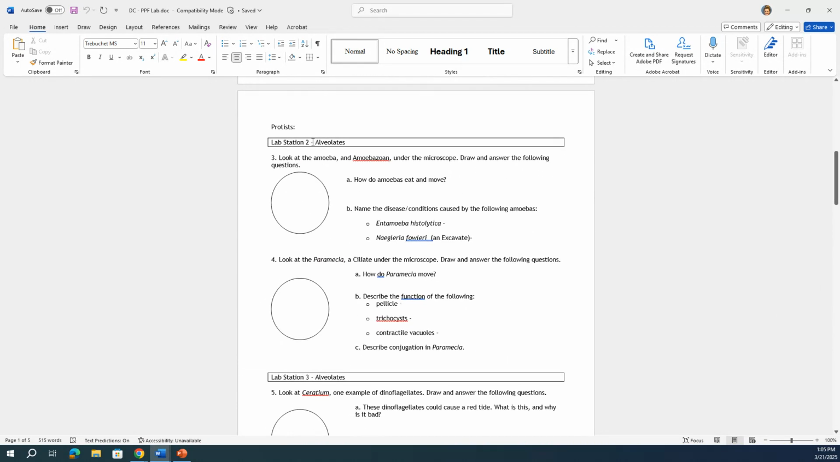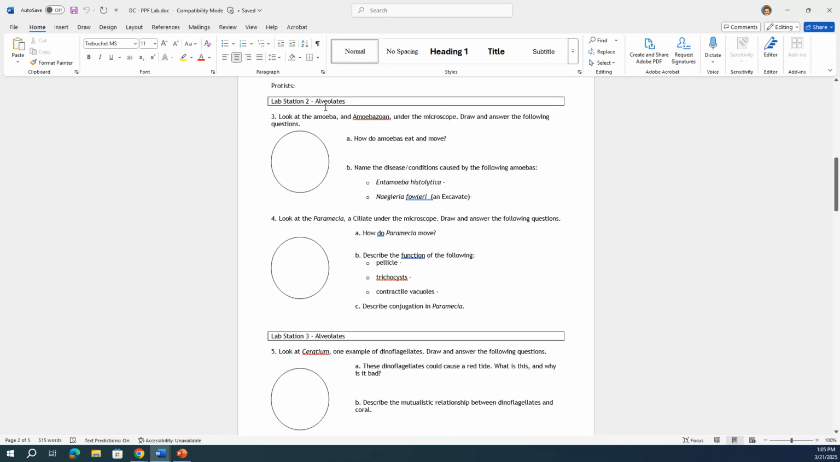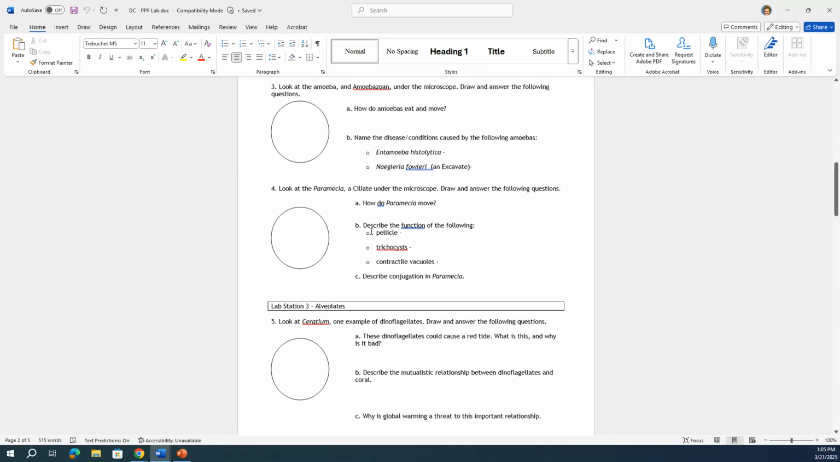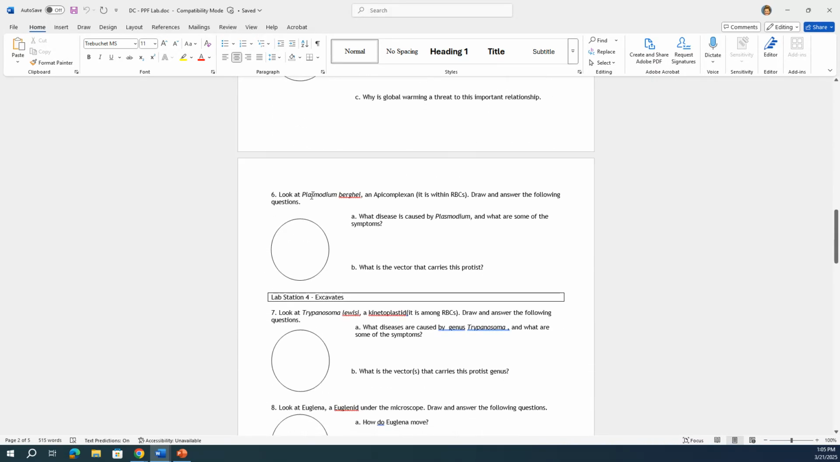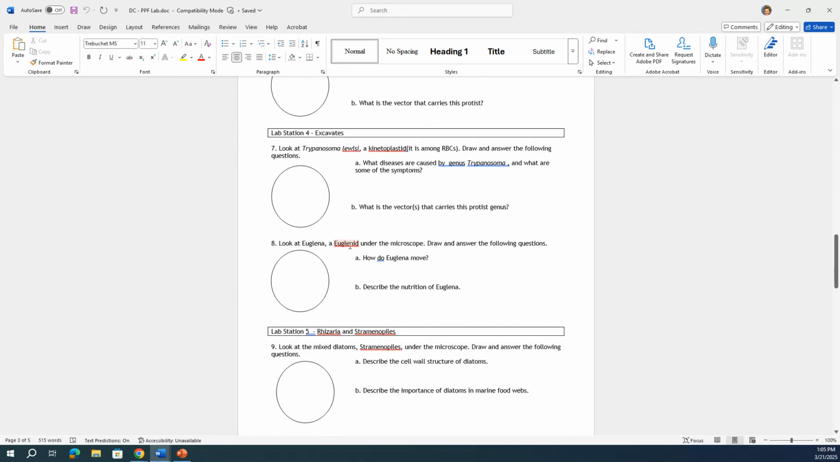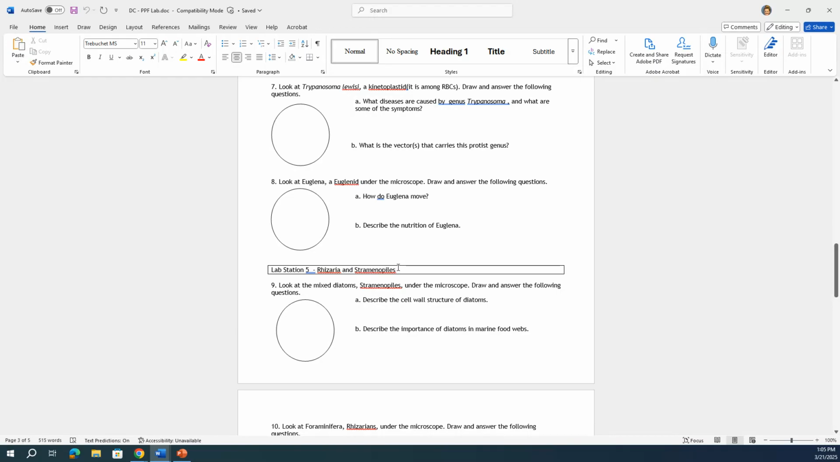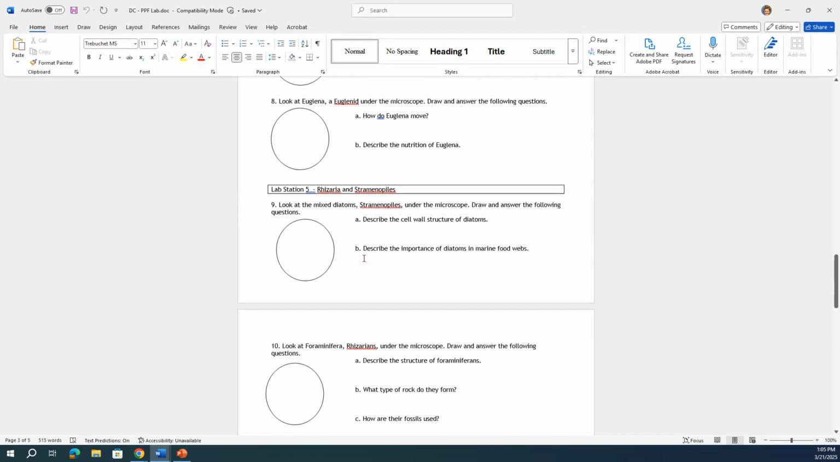Okay, and you can see that they're broken down into alveolates. So you have some alveolates here. You have an amoebozoan. You have a paramecia. You have serradium, which is a dinoflagellate. You have plasmodium, which is going to be a disease causer. You have some excavates. You have rhizaria and straminopiles. So all those weird words that we kind of mentioned, we're going to look at some of those examples, okay?